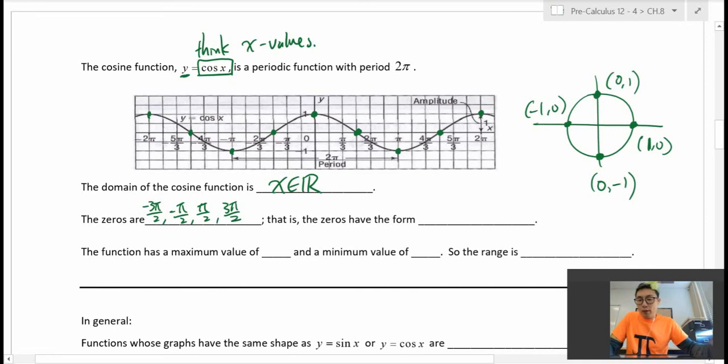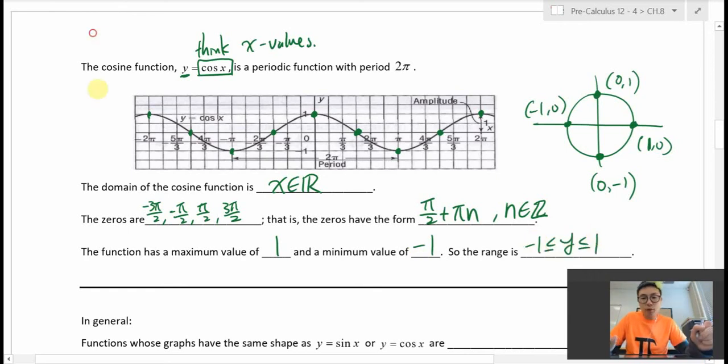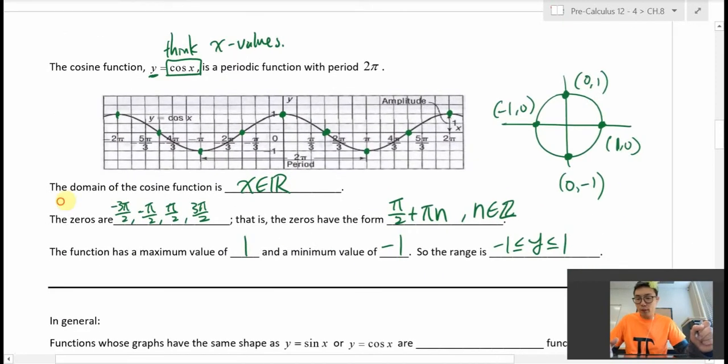So we can write this as pi over 2 plus pi n, where n is an element of the integers. Right? n could be 0, so it's pi over 2. That's perfect. So those are the zeros for the cosine function. You can see this cosine function still has a maximum of 1, though in a different place. And the minimum is still -1, so the range remains the same. It goes from -1 to +1. Did I include the equal sign there? Yes, I did. Okay, perfect.